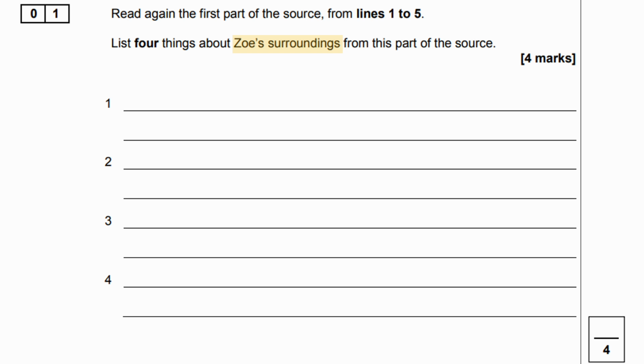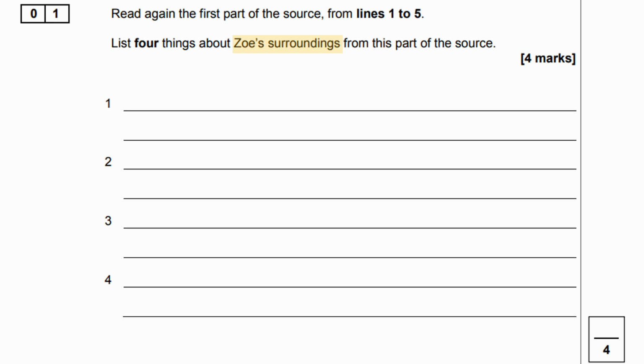So this paper that we're using is the November 2019 paper. So if you put in AQA Language Paper 1, November 2019, you will find this insert. So the question asks us to read the first part of the source from lines 1 to 5. So what we might do is we might put a little box around that area, maybe in the margin, or we might even just use a certain coloured pen. And then it asks us to list 4 things about Zoe's surroundings from this part of the source.